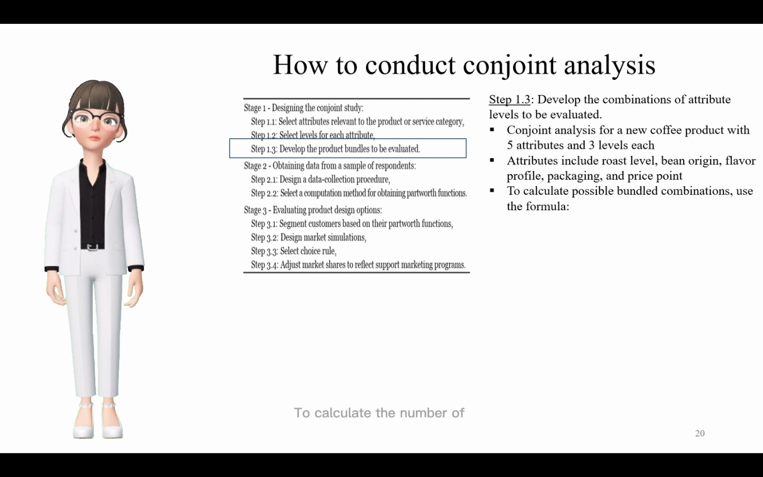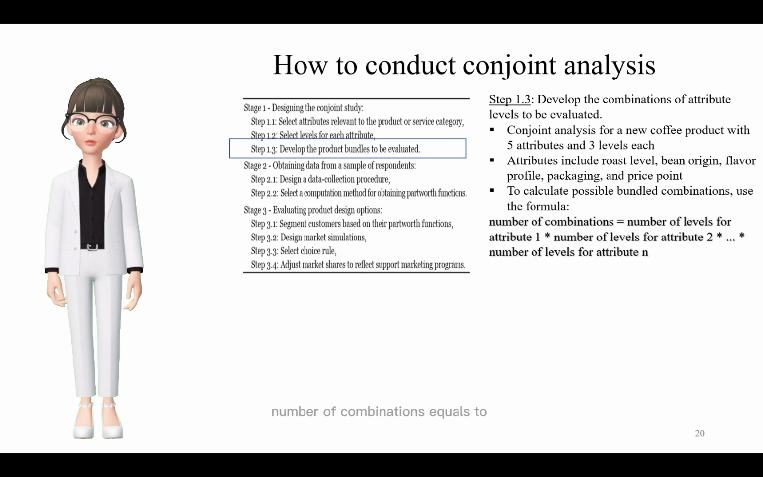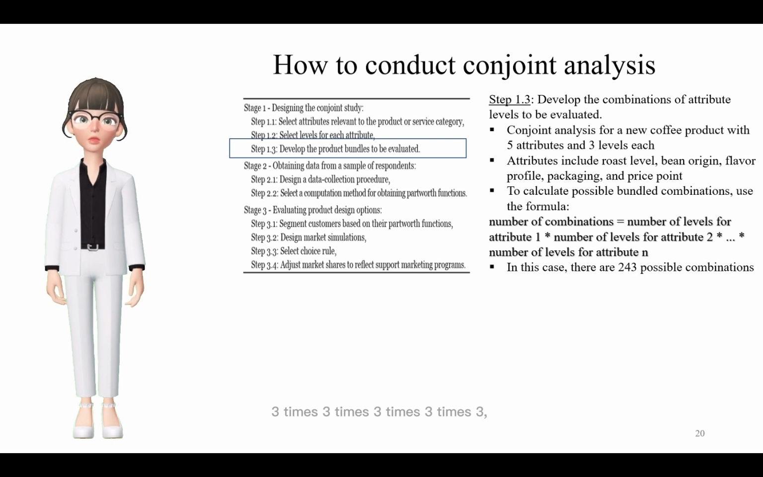To calculate the number of possible bundle combinations, we can use the formula: number of combinations equals the number of levels for attribute 1 times the number of levels for attribute 2 times the number of levels for attribute n. In this case, the number of possible bundle combinations is 3 times 3 times 3 times 3 times 3, equal to 243 possible combinations.